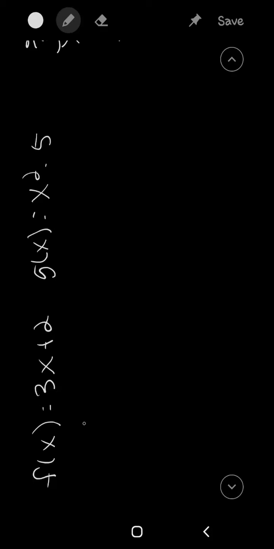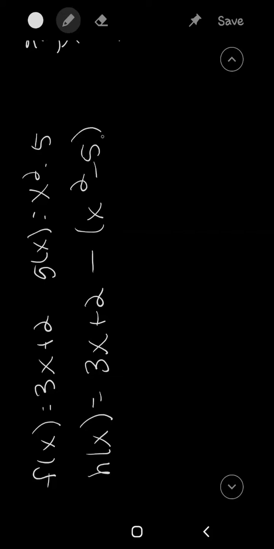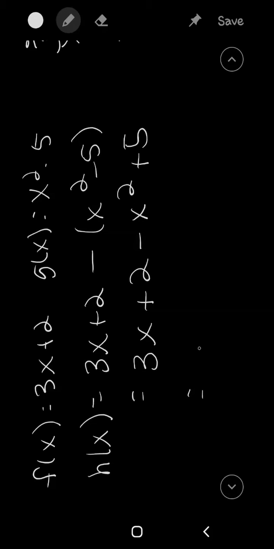This time we're subtracting, so h of x equals 3x plus 2 minus x squared minus 5. Don't forget the distribution here. So 3x plus 2 minus x squared plus 5. And that's going to give me negative x squared plus 3x plus 7. And you can write it this way and just let the h of x carry down. It's fine. All right, let's go to the next one.